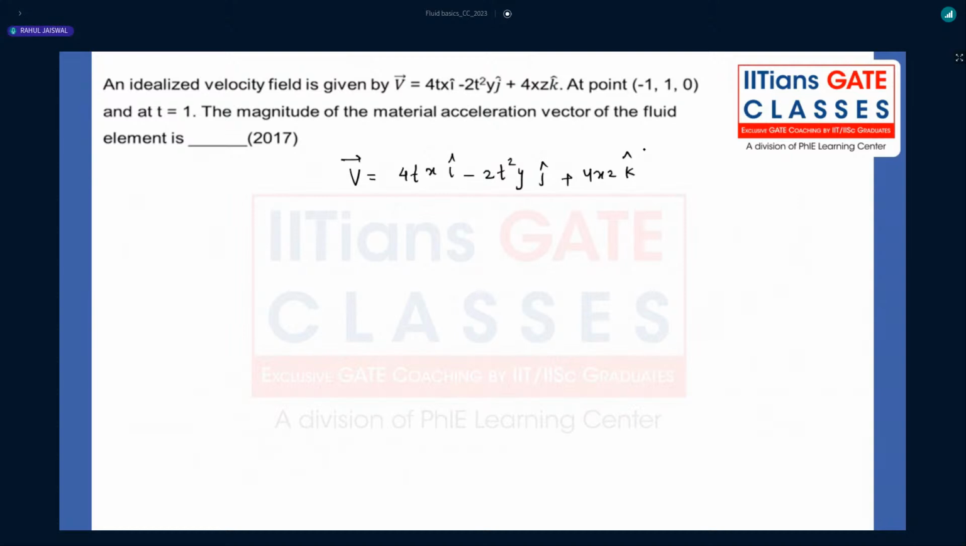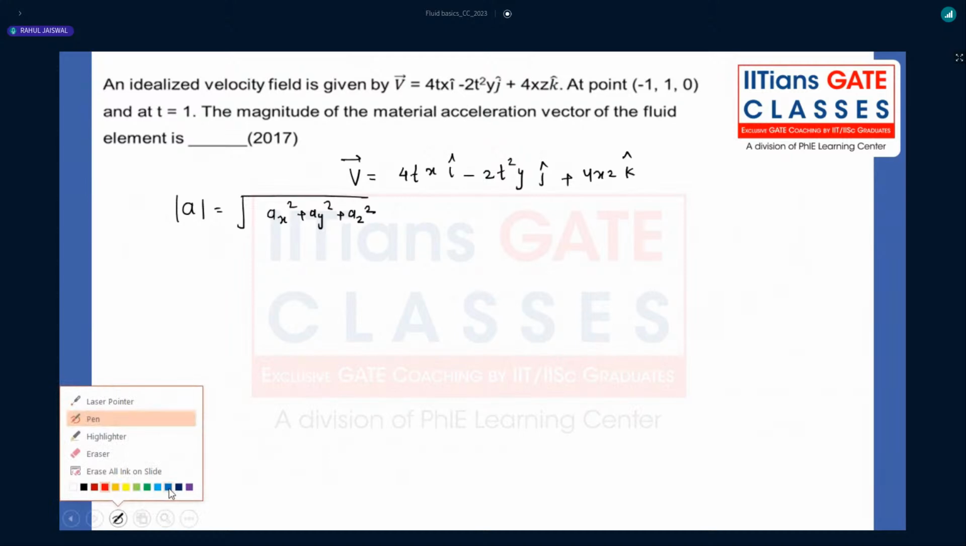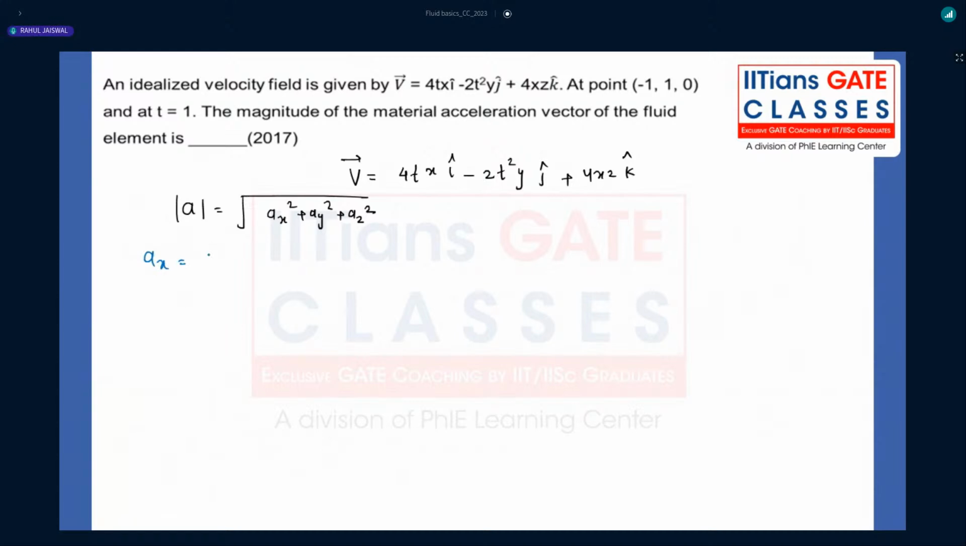So how to find that? They are asking for the magnitude of the material acceleration, that means the square root of ax square plus ay square plus az square. For finding the material or total acceleration, we have to find ax. How to find ax? We know the formula, right? ax equals u into dou u by dou x plus v into dou u by dou y plus omega into dou u by dou z plus dou u by dou t. There is a very simple trick I will tell, after solving this problem, to remember ax, ay, and az.